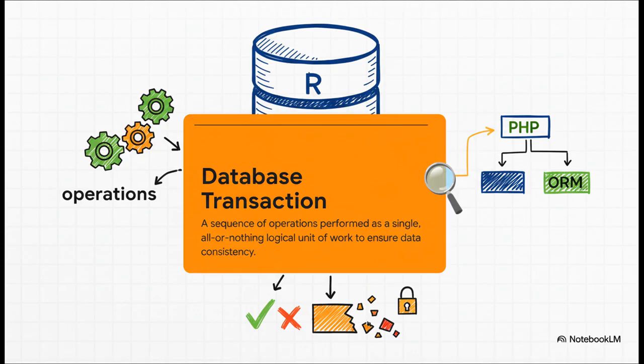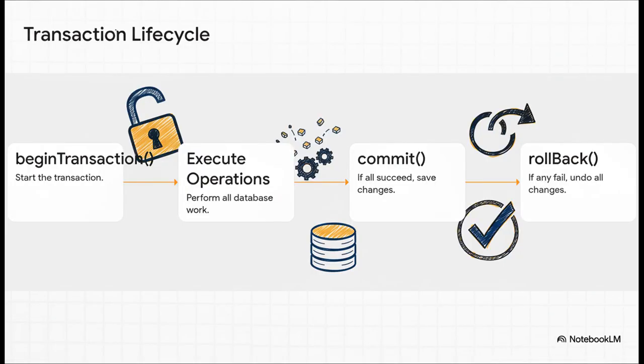The classic example is a bank transfer. You have to debit one account and credit another. You can't just do one of those things. The whole operation has to work perfectly, or none of it should happen at all. And the process is really logical. You start with begin transaction. Then you run all your database commands. If every single one of them succeeds, you commit the changes, and they become permanent. But if even one little thing fails along the way, you call rollback, and it's like none of it ever happened.